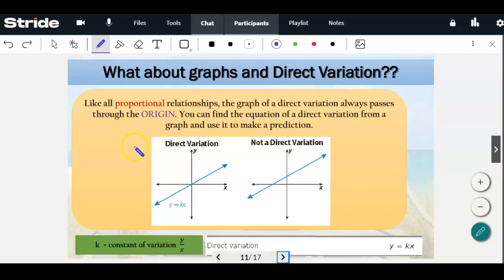What about graphs and direct variation? So remember the key, the direct variations are all proportional. So it has to go through that origin, and it has to be y equals kx. All right, not this. In the next unit, we're going to learn about these types of graphs and those equations. So it has to go through the origin.